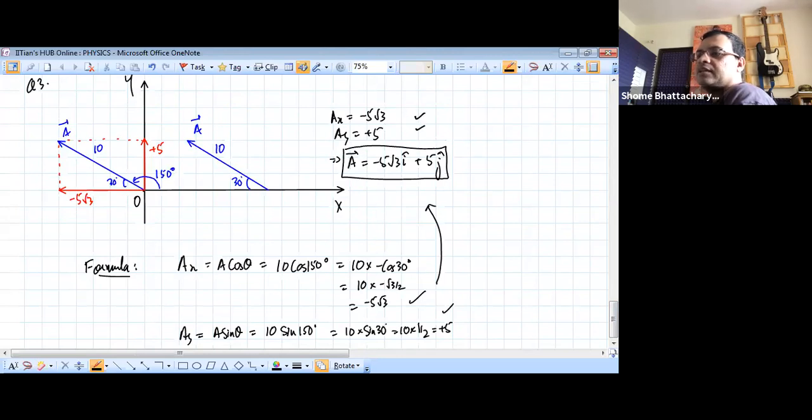The other is you can directly see that if this angle is 30 then the angle theta with respect to the positive x-axis is how much? 150. So you use trigonometry formula.